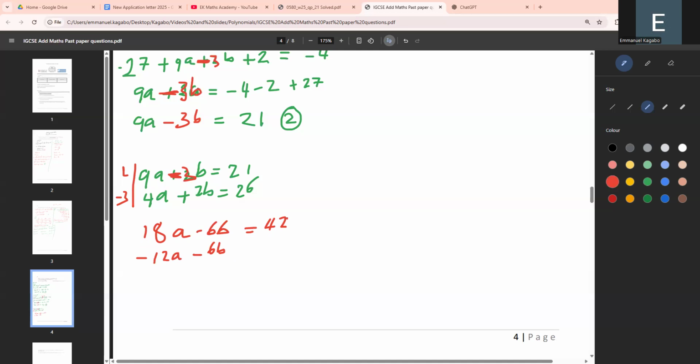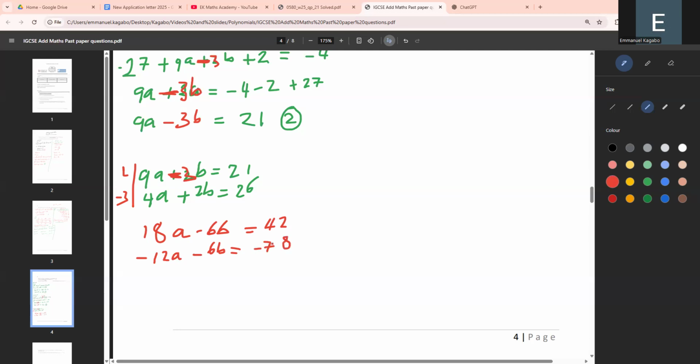Then what is 26 times, what's 26 times minus 3? It's going to give me 26 times minus 3. It will give me minus 78. Okay, I multiply by negative there. So it will give me negative 78.